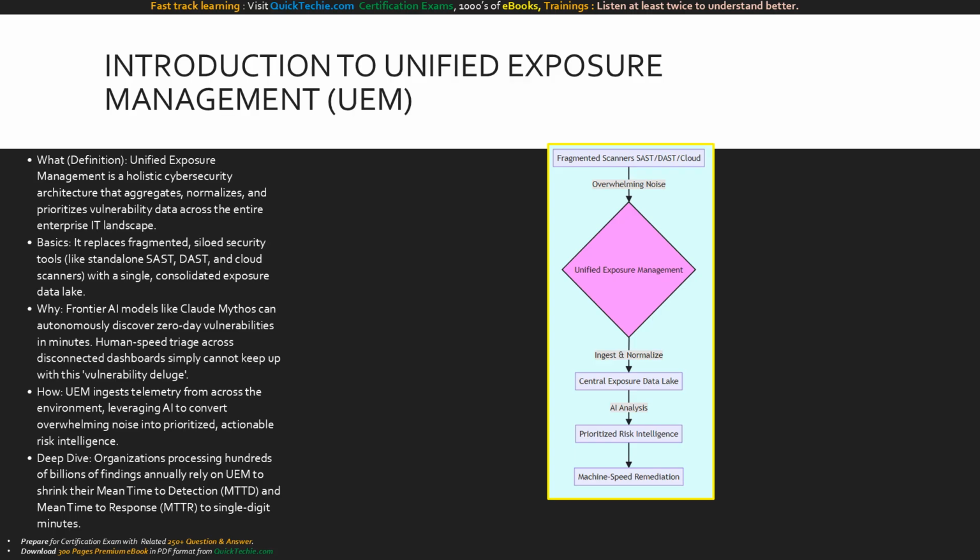Because of the AI era. Frontier AI models, like Anthropic's Mythos, have automated vulnerability discovery. They can uncover 0 days in minutes. This creates a vulnerability deluge that traditional, human-speed triage simply cannot handle. How do we survive? By using platforms to ingest this massive telemetry and apply defensive AI to filter the noise.